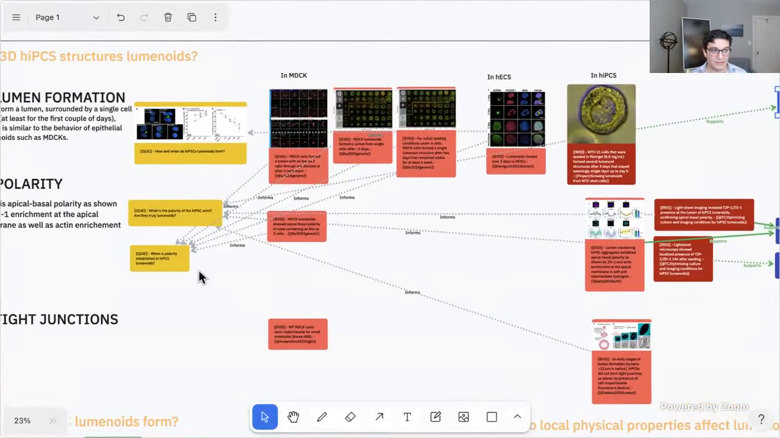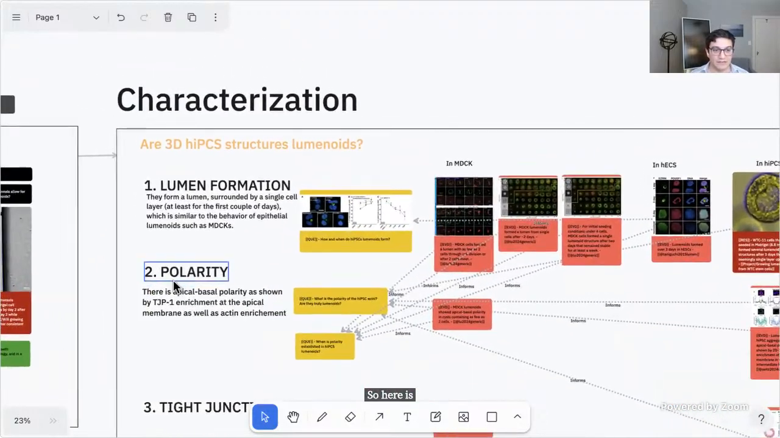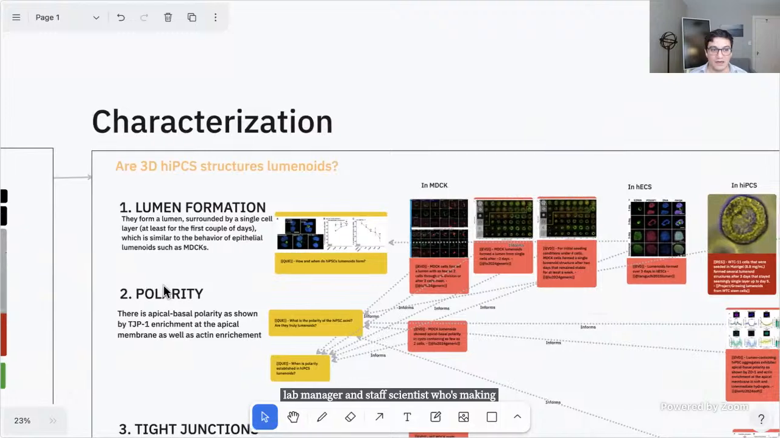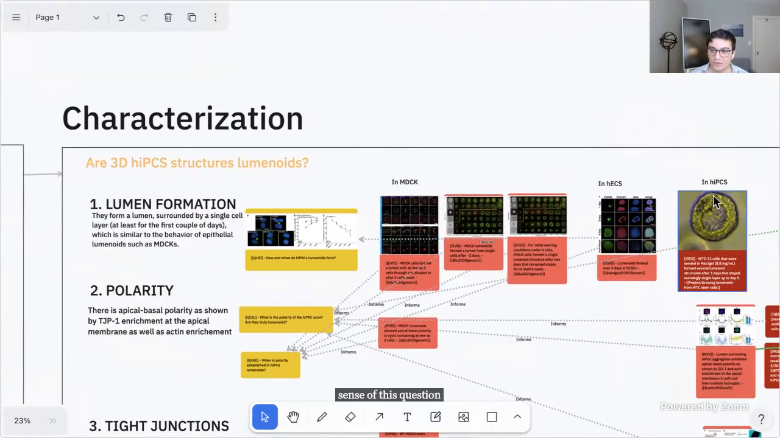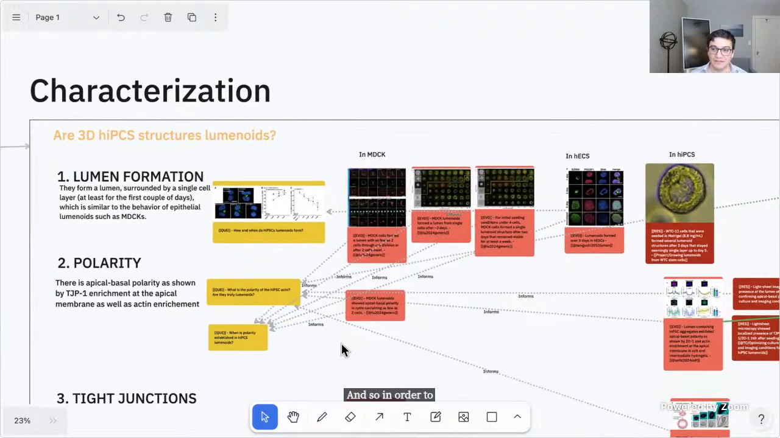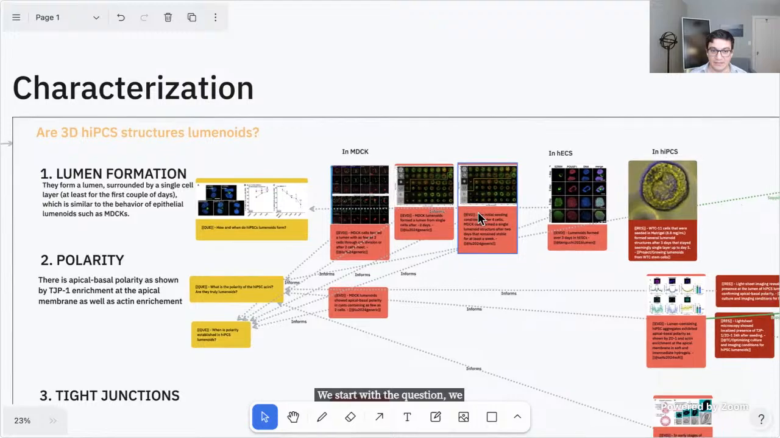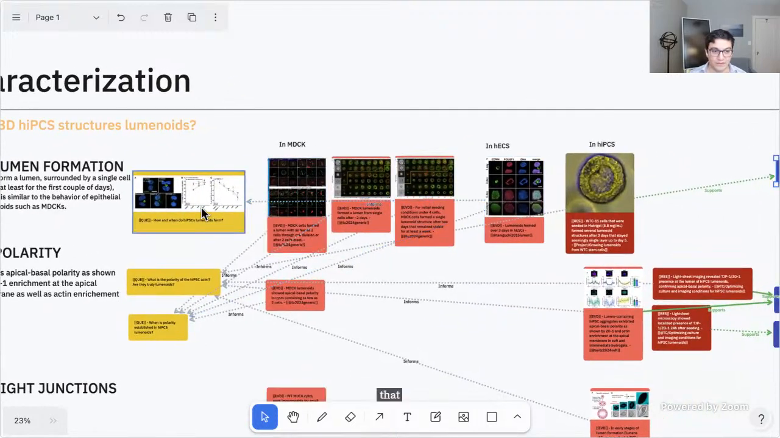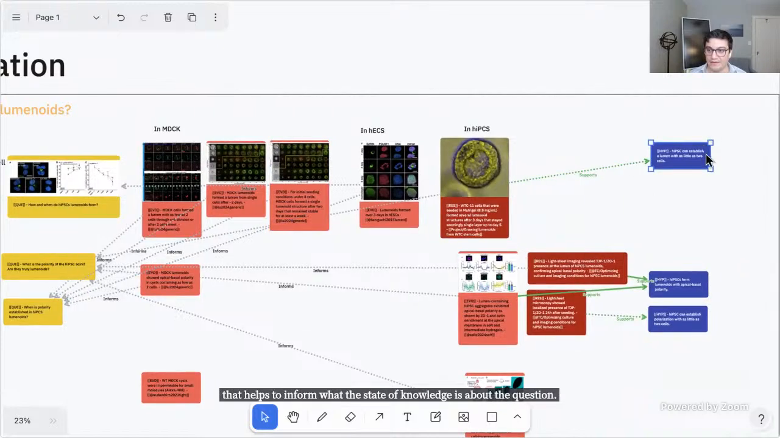So here is a lab manager and staff scientist who's making sense of this question about how multiple cells can self-assemble into a higher order structure, which is called a luminoid because it has a lumen on the inside and has a very specific geometry. And so in order to advance the research question about how these are assembled, we start with the question, we build up the evidence that helps to inform what the state of knowledge is about the question, and then end in a couple of new hypotheses to test.